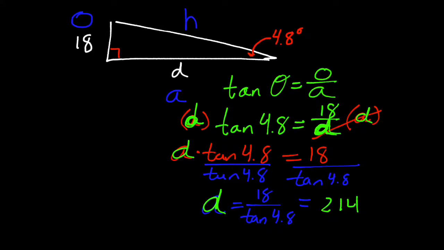Besides my little mix-up with the variables, everything works out well. So there we have it. This is how you can use the basic trig functions to solve for missing parts of your triangle. I hope you found this video useful, and good luck!